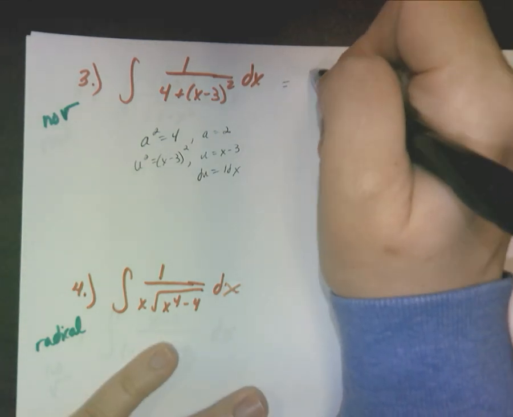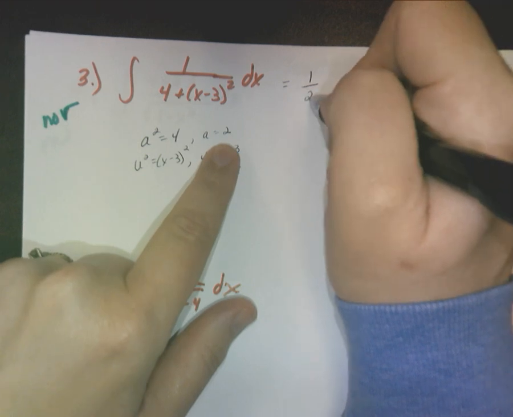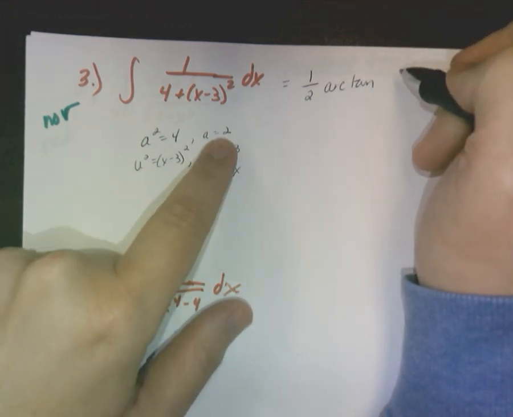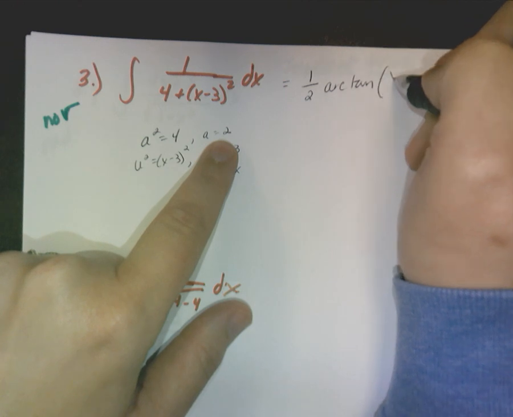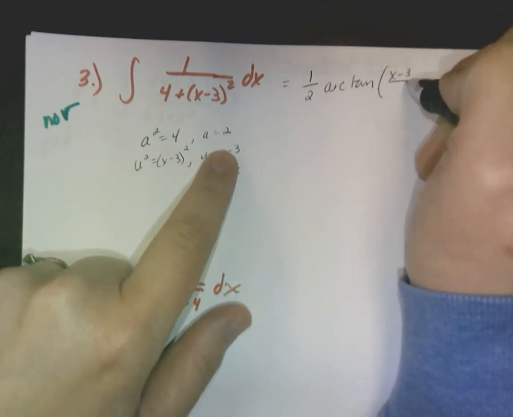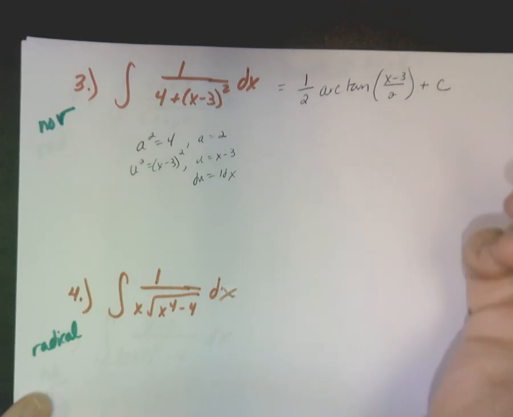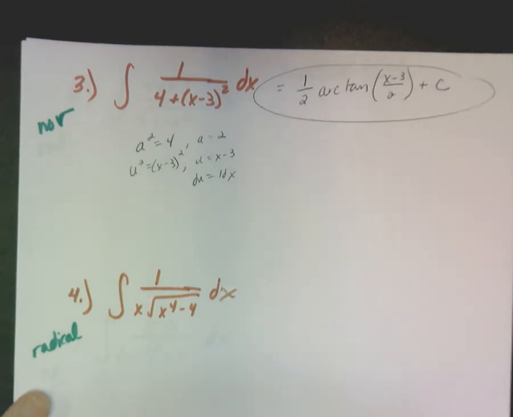So 1 over a arctan u over a, which is x minus 3 over a, plus c. Pretty simple.